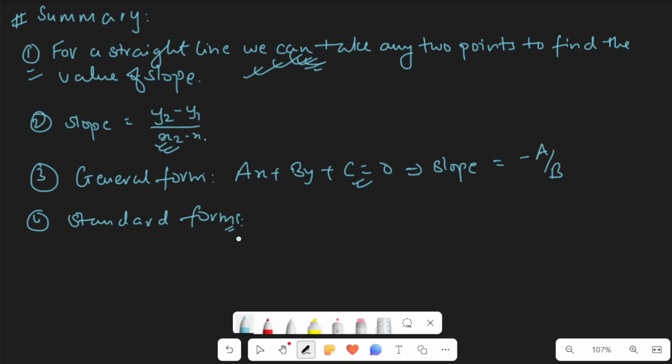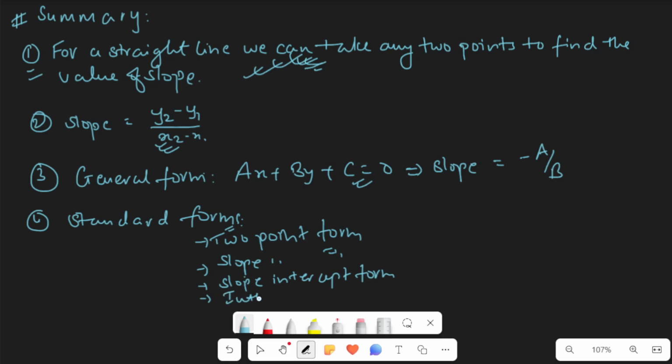And we also looked at some standard forms. That was the 2-point form, to find the equation when 2 points are given, and slope-point form to find the equation when slope and a point are given, and then slope-intercept form to find the equation when slope and intercept are given, and then intercept form. And at last, we also looked at perpendicular form, which was useful to find the perpendicular length from the origin to that line.